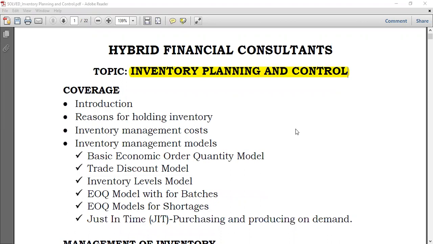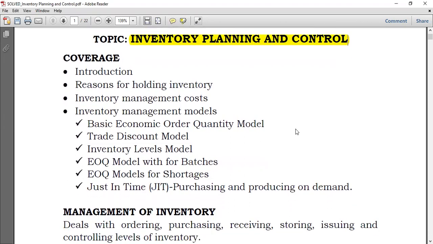All right, so our main coverage in this topic is the following. We'll check on the introduction, and then we'll come to reasons for holding inventory. After that, we'll check on inventory management costs. We'll find holding costs, ordering costs, things like those. And then we'll come to inventory management models. So we are just going to study the models.